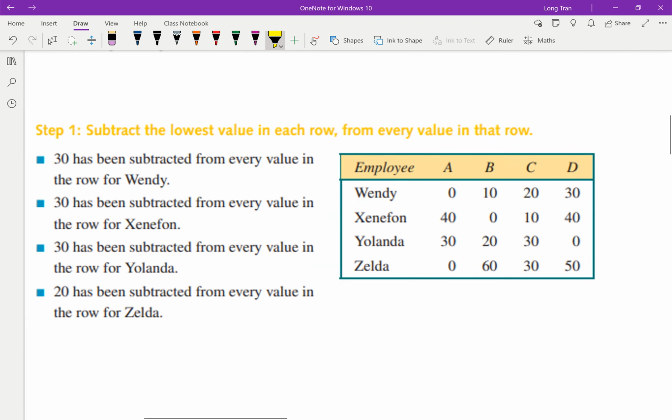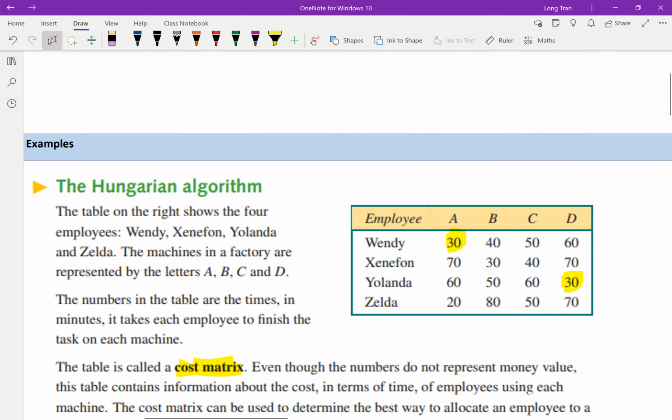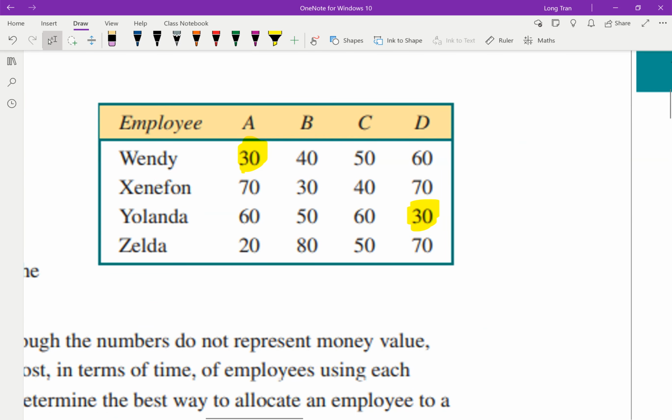This is how it goes. First step, in your Hungarian algorithm, you are going to be subtracting. So I'm going to walk it through with you. Step 1.